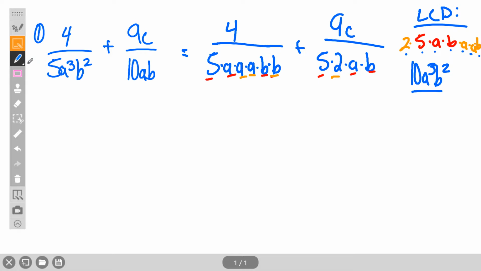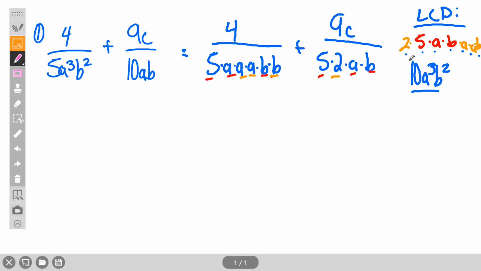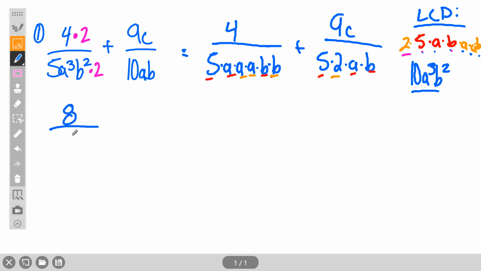All right, at this point, we multiply the fractions by their missing factors to create the LCD. So for instance, 5a cubed b squared, we need to turn that into 10a cubed b squared. Okay, so it's got the 5, it's got the 3 a's, it's got the 2 b's. The only factor it's missing is the 2. So we multiply that by 2. And whatever we do to the denominator, we have to do to the numerator. So this becomes 8 over 10a cubed b squared.